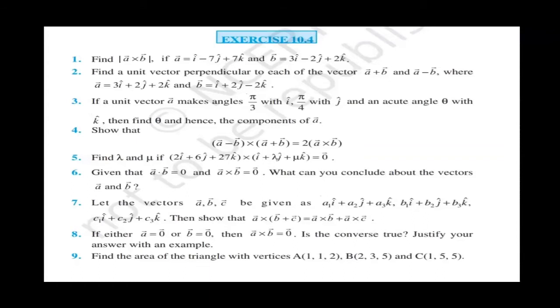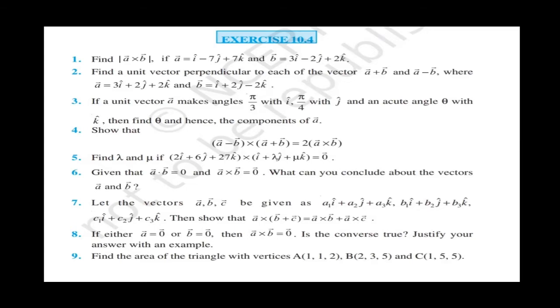Question number 3. If a unit vector A makes angle pi by 3 with i, pi by 4 with j, and angle theta with k, then find theta and hence the components of A.